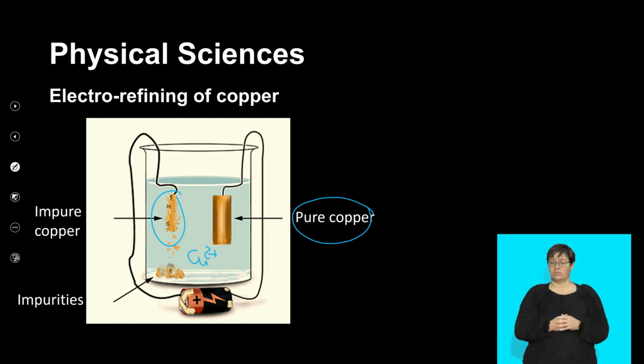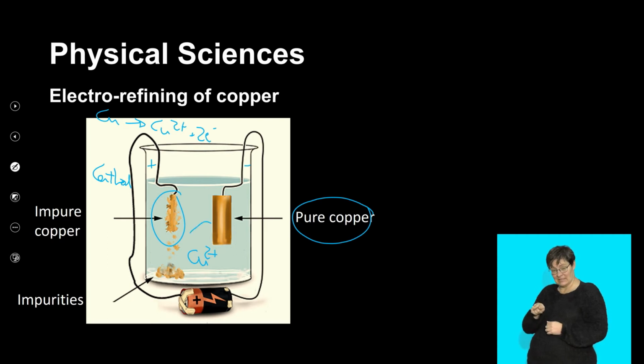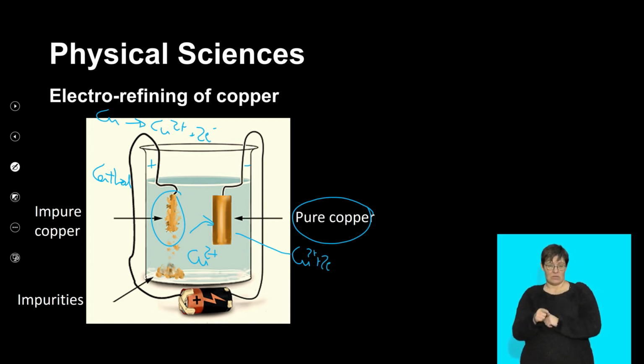How this is connected is that this is connected to the positive terminal, this is connected to the negative terminal. So what's happening here is that copper metal is going to form copper ions plus 2 electrons. So at the positive terminal, we're getting reduction, so this is the cathode. And at this electrode, we're getting electrons being added to the copper, so we're getting a different reaction here. You're getting copper 2 plus plus 2 electrons to form your copper, which is pure. And that's the principle of electrorefining.